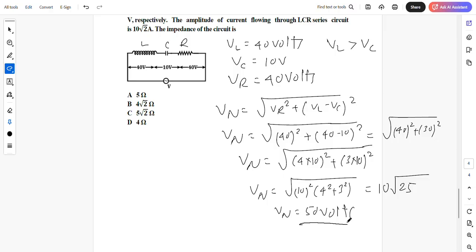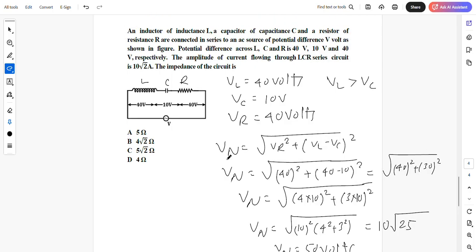And then what else they have given? They have given the amplitude of current. Amplitude they have given. Be careful. Amplitude means I naught is given. I naught is equal to 10 root of 2 amperes. The impedance of the circuit, you have to calculate what? Impedance of the circuit.